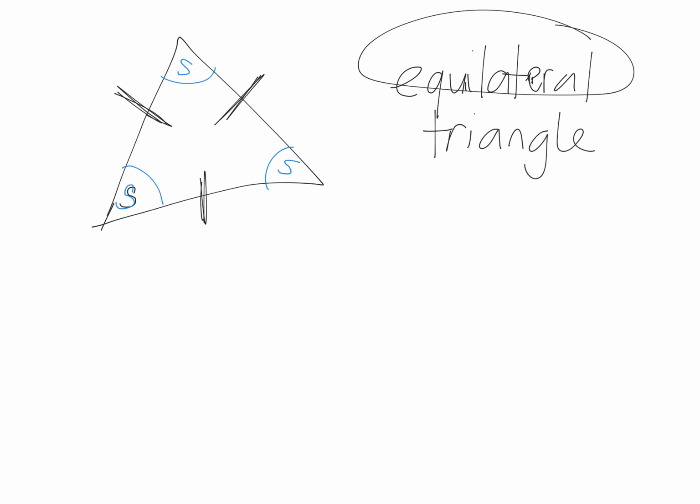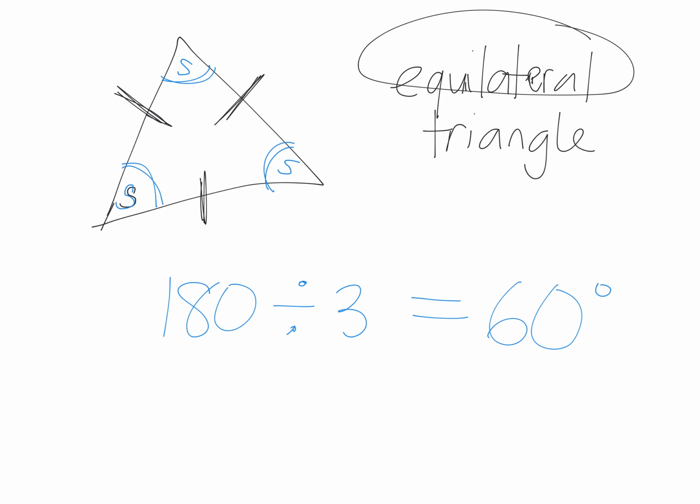Well, what's the total degrees? What is the sum of the interior angles equal? And how many angles is it made up of? If all three angles are the same, how would you calculate the measure of one angle? Divided by 3. Good. Divided by 3 because you're dividing the triangle up into 3 equal angles. So each angle is 60 degrees.